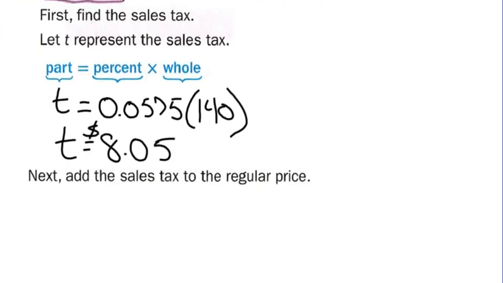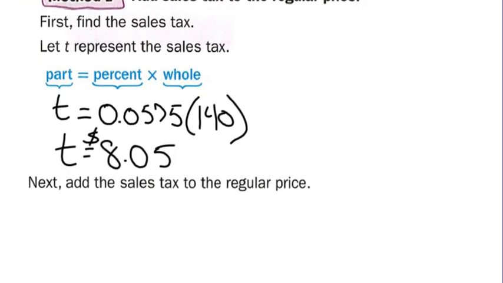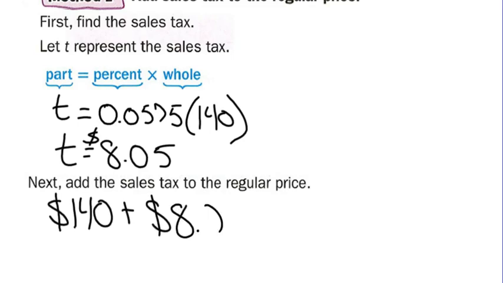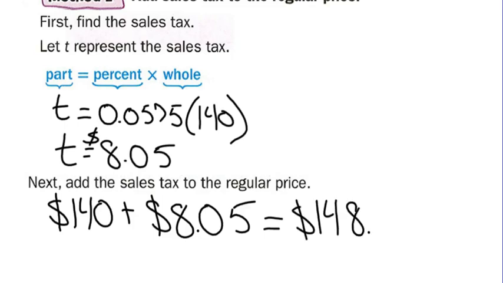So to find the total cost, we add that $8.05 to our regular price. So our regular price was $140 plus our $8.05, and that gives us a total price of $148.05.